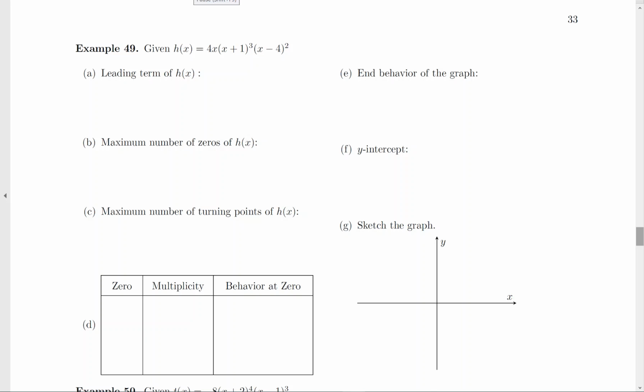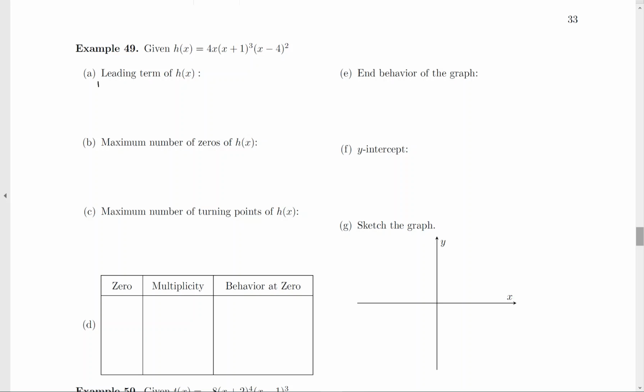Example 49, we're given h of x equals 4x times the quantity x plus 1 cubed times the quantity x minus 4 squared. And we're asked in part A to determine the leading term of h of x. Since this isn't written out in any kind of descending powers of x, we're going to need to look for the leading term by looking at the leading terms of each of the factors and then multiplying those together.